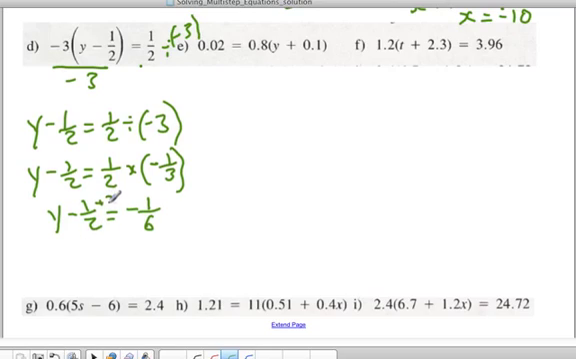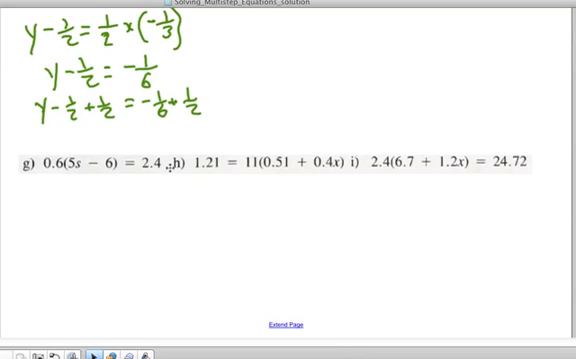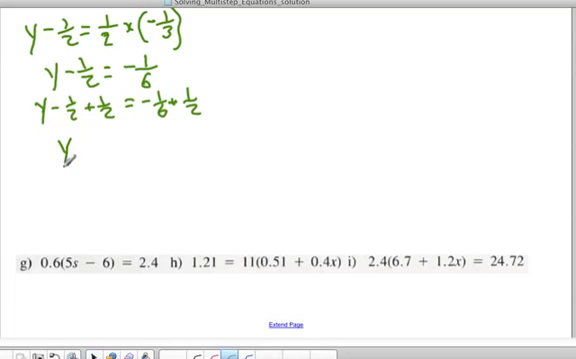So I'm going to add 1/2 to both sides. I'll rewrite that step. So it's y minus 1/2 plus 1/2 is equal to negative 1/6 plus 1/2. And to add fractions, you need a common denominator. So this side simplifies to be just y, and this side is negative 1/6 plus 1/2. As a fraction with a denominator of 6, 1/2 is 3/6. So this is y equals 2/6, which reduces to 1/3.